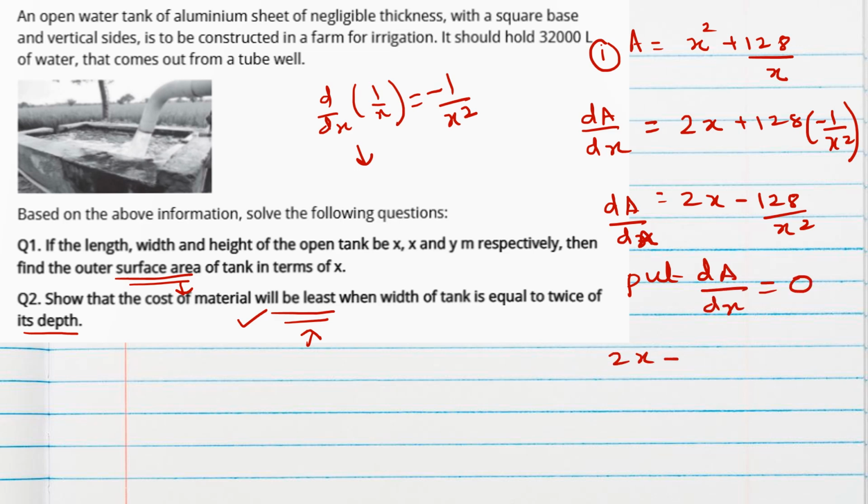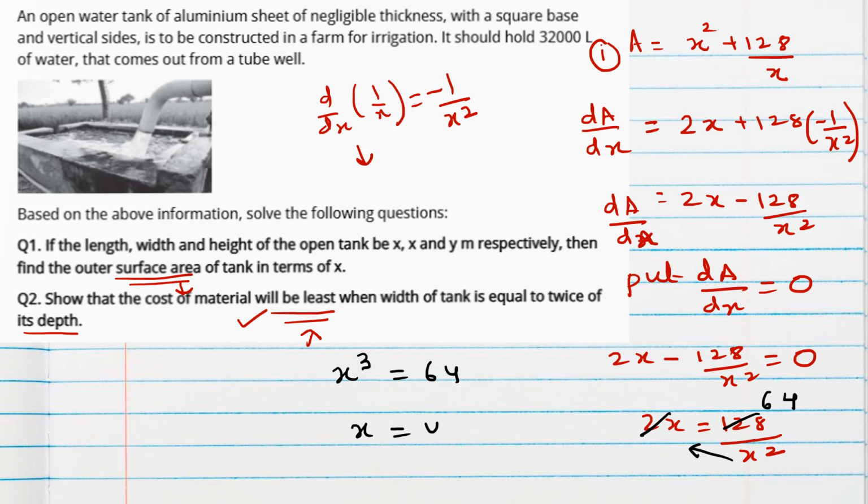So 2x minus 128 by x square is 0. 2x is equal to 128 by x square. So here clearly we can cancel from 2, right? 2 we will cancel. We will get 64. And this x square we can shift here. So x cube we will get 64. So x will be 4.